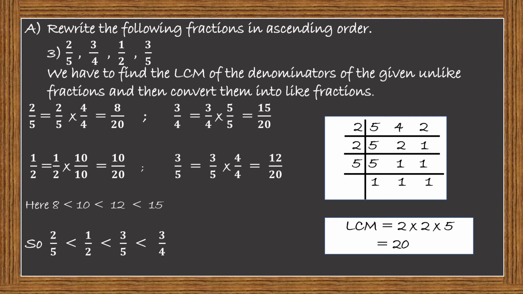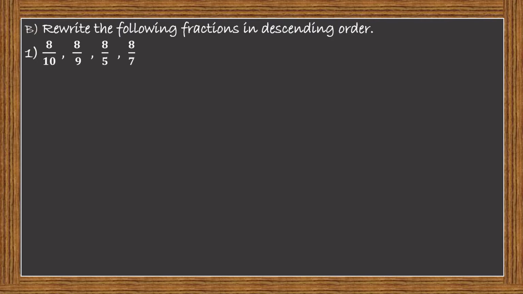So let's move on to this exercise, to question number B. Rewrite the following fractions in descending order. Now see students, only the order has changed. In the first question we have done ascending order and in the second question we are doing descending order. Again we are following the same strategies to arrange the numbers in descending order, only the order will change but the method will be the same.